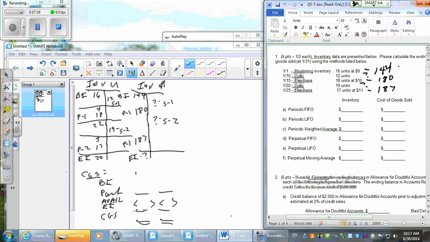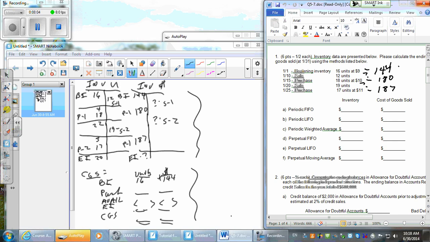The reason I put 2 columns is I want to do it for units, and I want to do it for dollars. So tell me what I already know. By the way, you don't have to do it both ways. You can set it up this way, or this way, or do both, I don't care. What's beginning inventory? How many units? 16. How many dollars were those? 144. We know, don't we?